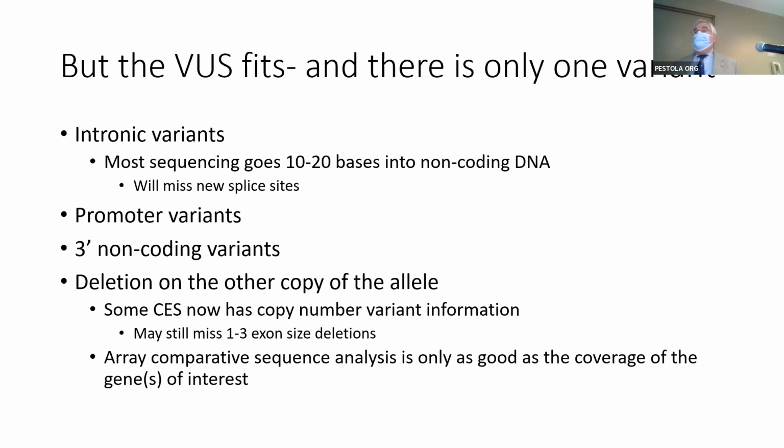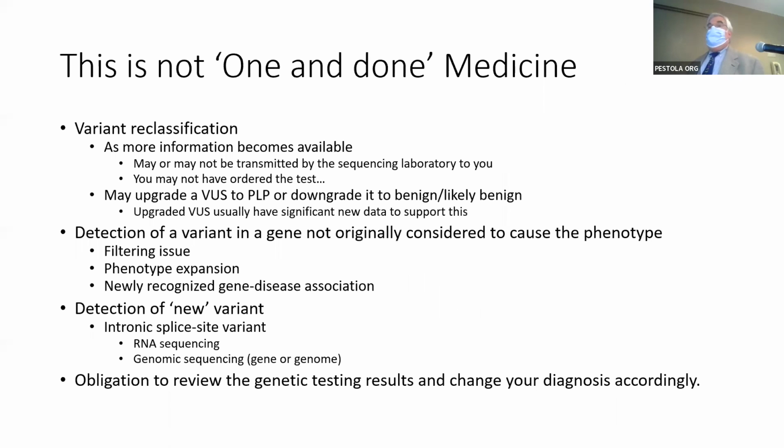Okay? You can have a promoter variant. Good example in galactosemia. The Duarte variant of galactosemia is a promoter variant, not the polymorphism at position N314. You can have a 3' variant, or you can have a deletion. Okay? All those exist. This is not one and done medicine.